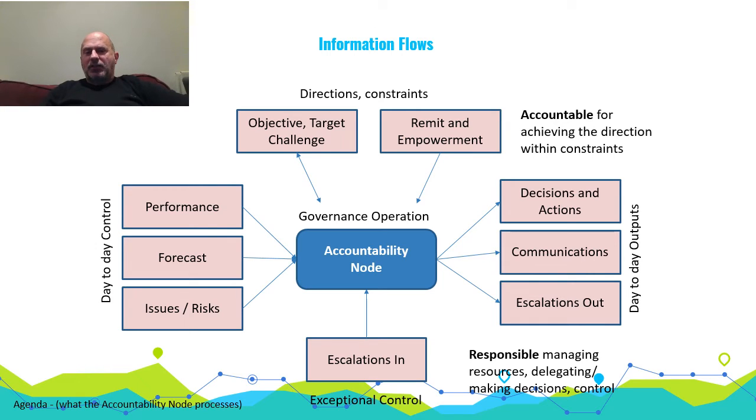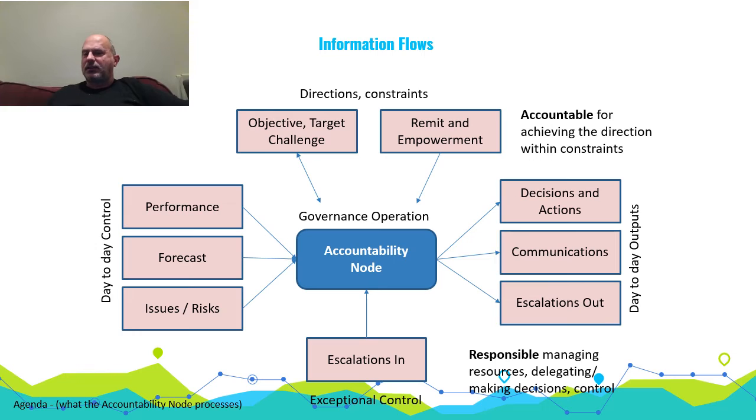It will need information about how it's getting on, its day-to-day control information: performance, accomplishment, forecasts for the future, and of course be able to manage issues and risks. If it relies on others or has subordinate nodes, subordinate people that deliver to it, there may well be escalations from their areas, and it will have outputs.